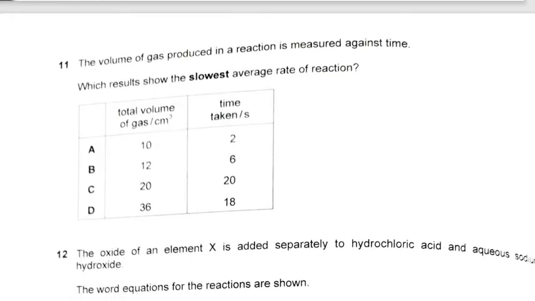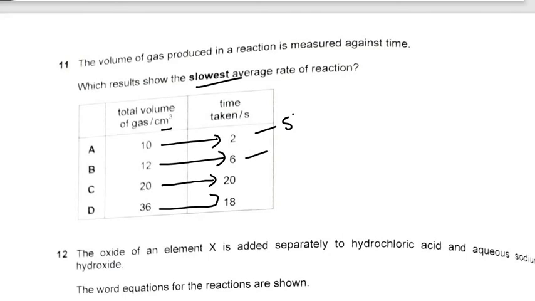Question number 11, the volume of gas produced in the reaction is measured against the time. Again, they already give it to you in bold, right? Slowest means what? It means it is taking lots of time. Still you're taking lots of time, and still the reaction is not complete. So let's see the options you have. 10 total volume of this, and this is the time taken. 12 versus 6 here, 20 in 20, 16 in 18. So if you look at this option, average volume divided by time taken. So here you take around 5. Here if you think it's a 2, here it's a 1, and here it's a 2.